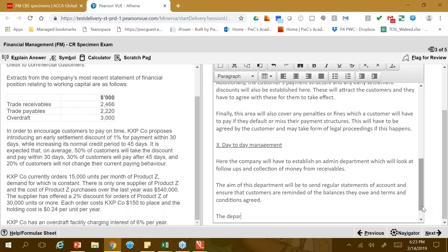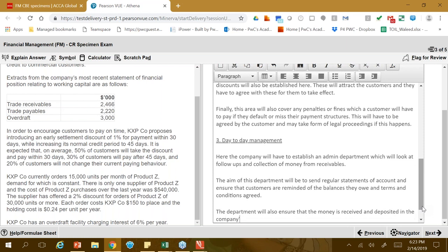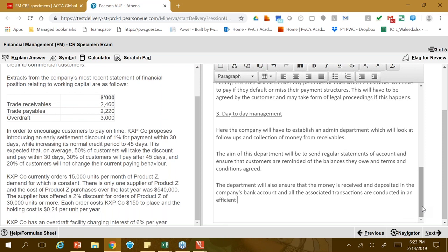The department will also ensure that the money is received and deposited in the company's bank account, and all the associated transactions are conducted in an efficient manner. And that's it. Nothing much to say.